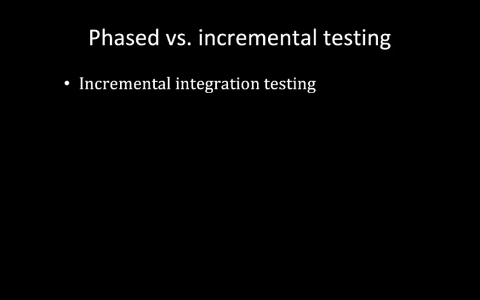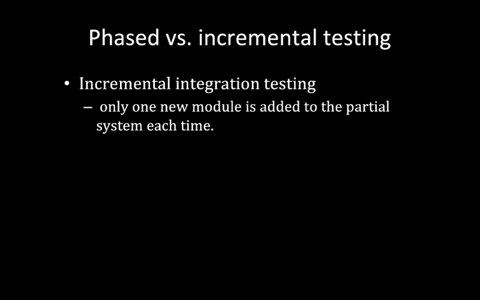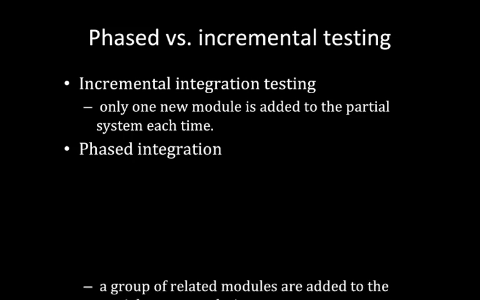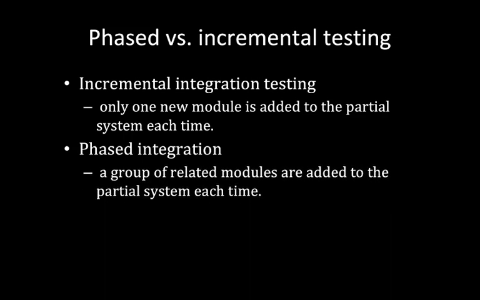Then this integration can be performed in two manners. First one is phased and second is incremental. So in incremental integration testing, we will add only one new module to the partial system each time. So we will add only one module to the system and test it. But in the case of phased integration, a group of related modules are added to the partial system each time, and then testing is performed. So that's the difference between phased and incremental testing.